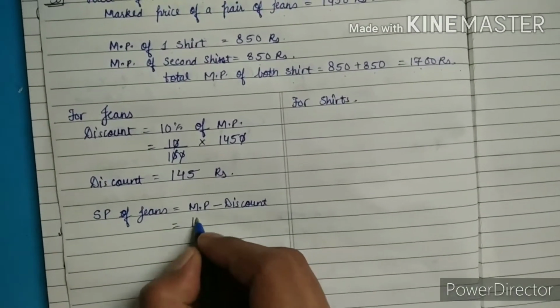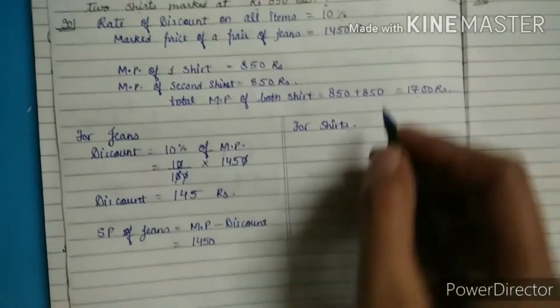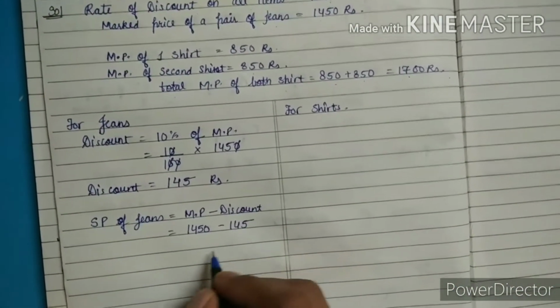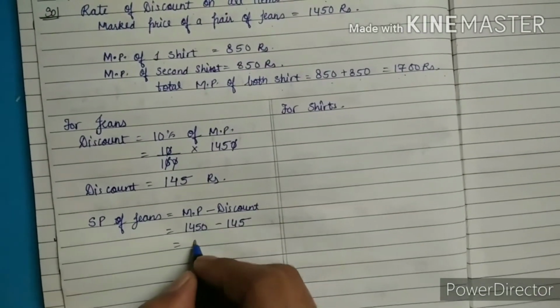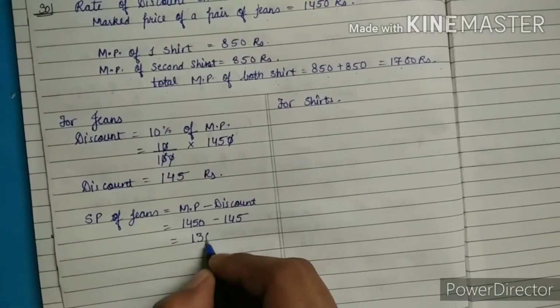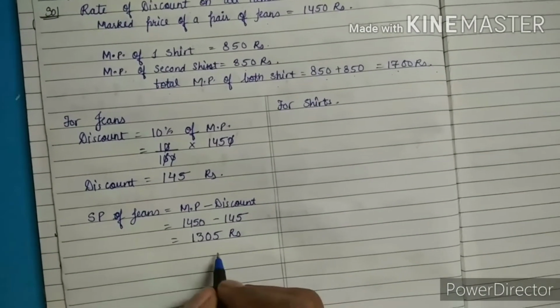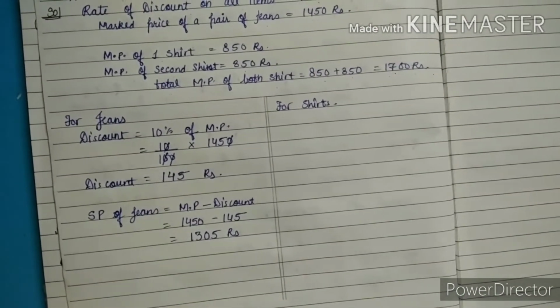From the discount we can easily get the selling price of jeans, that is marked price minus discount. Marked price is 1450, that is here, minus discount 145. It will give us 1305 rupees. So the selling price of jeans is 1305 rupees.